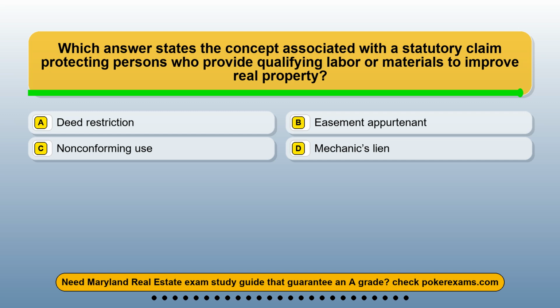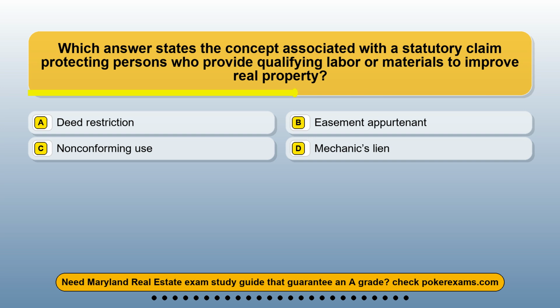Question 9. Which answer states the concept associated with a statutory claim protecting persons who provide qualifying labor or materials to improve real property? Option A, deed restriction. Option B, easement appurtenant. Option C, non-conforming use. Option D, mechanic's lien.